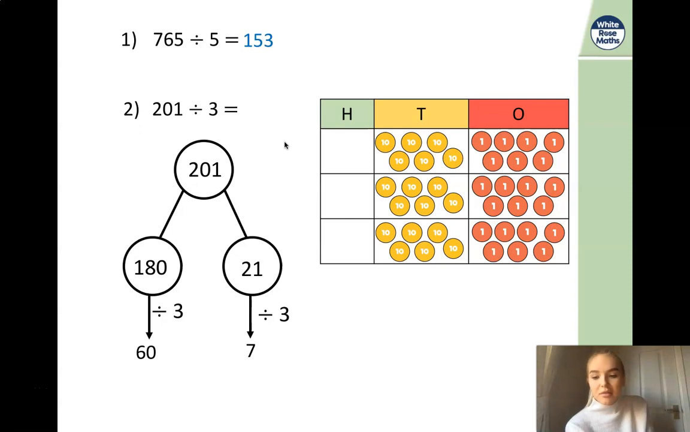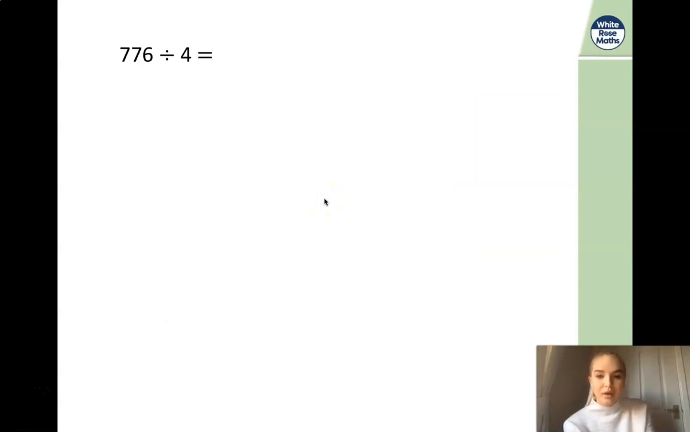So I partition the number 201 into 180, 18 tens, dividing that by 3 as 3 was my divisor, and I've been left with 6 tens, which is 60. And then I had 21 ones, dividing it by 3 as that is my divisor, and I've been left with 7 ones in each row. So that is 67. Okay, we're going to look at one more example here together.